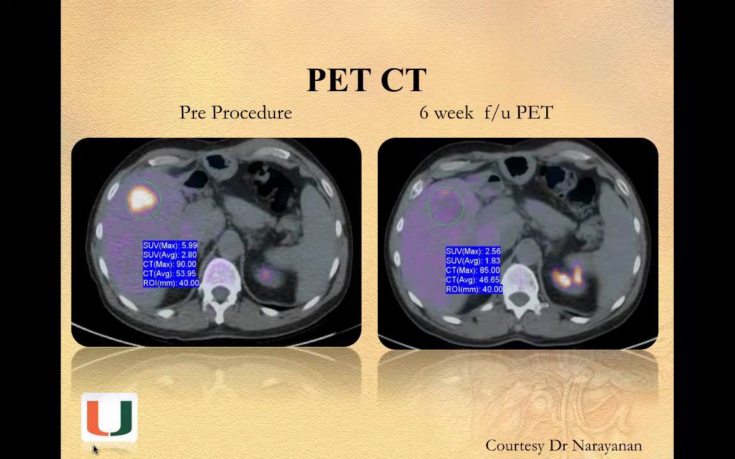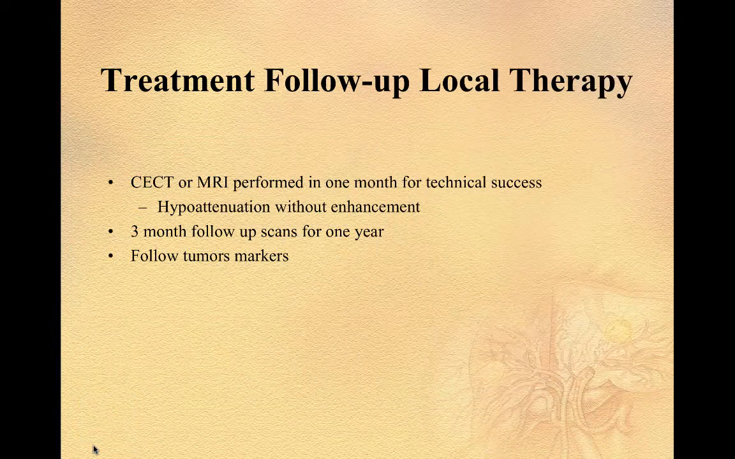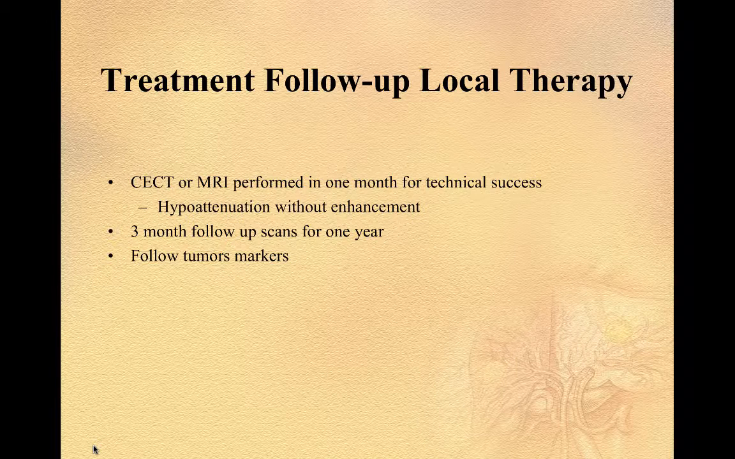So this is from Dr. Nanierian down at University of Miami, a PET scan demonstrating a tumor within the anterior aspect of the right lobe, treated with nanoknife and resolved at 6-week follow-up. Most patients are going to get some kind of 3-month follow-up.